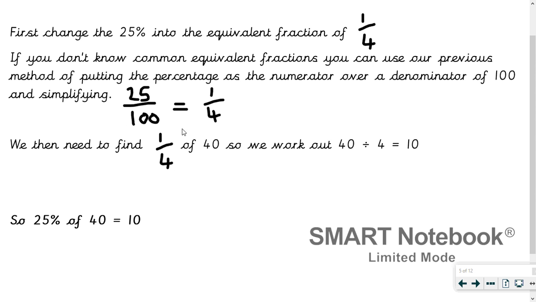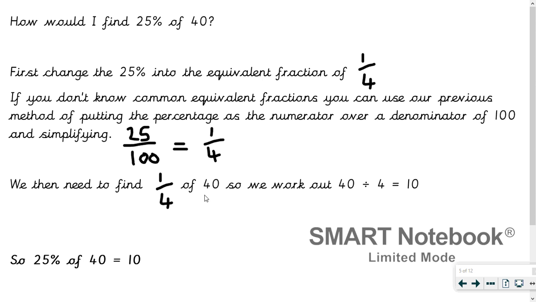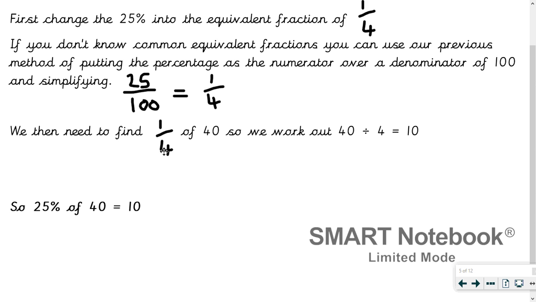We then need to find, instead of 25%, a quarter of 40. So we take the denominator and divide the 40 by it. 40 divided by 4 gives me 10. Now, if the numerator was a different number, I'd multiply by it. But because it's 1, I can just take this as the answer. So 25% of 40 is 10. So we changed it to a fraction, divided the amount by the denominator, and then multiplied by the numerator again.